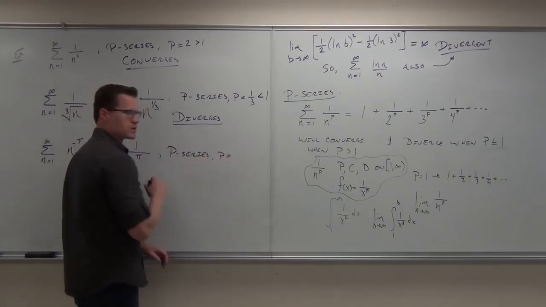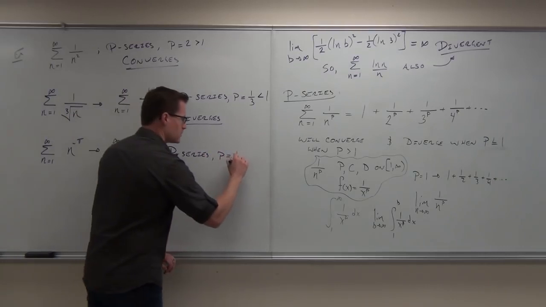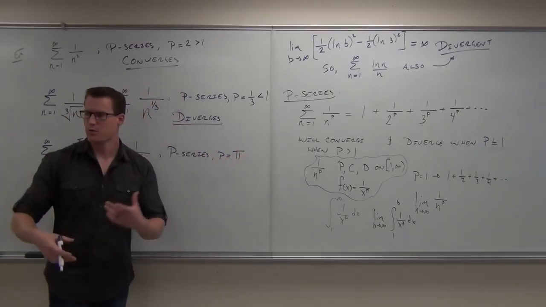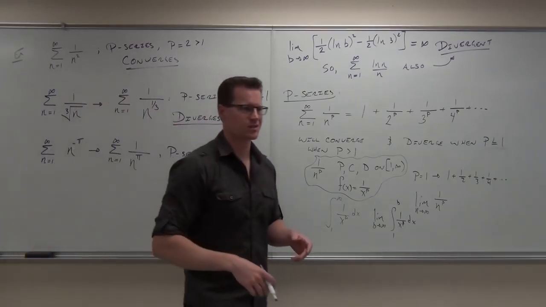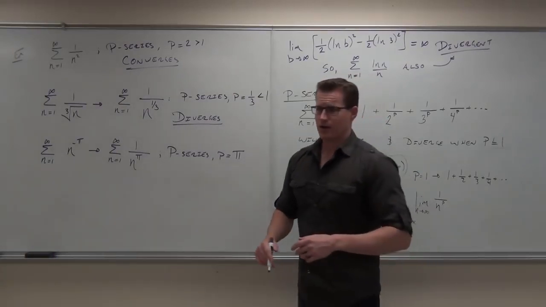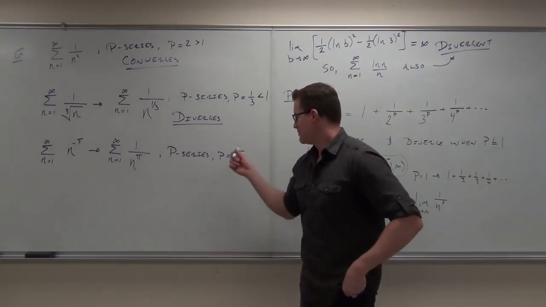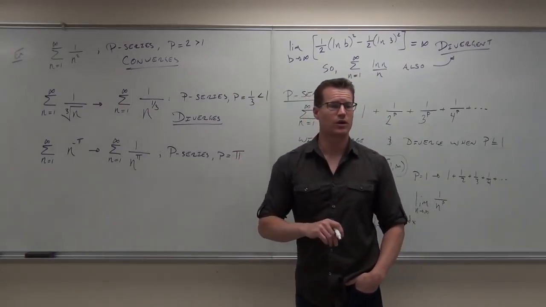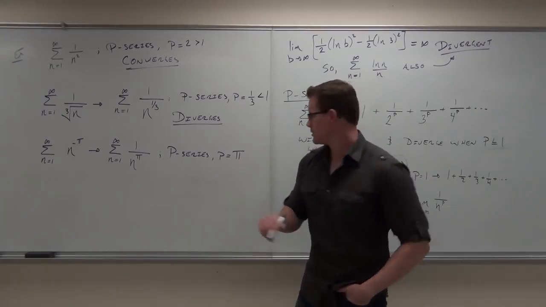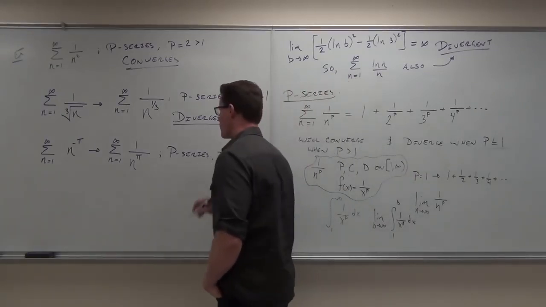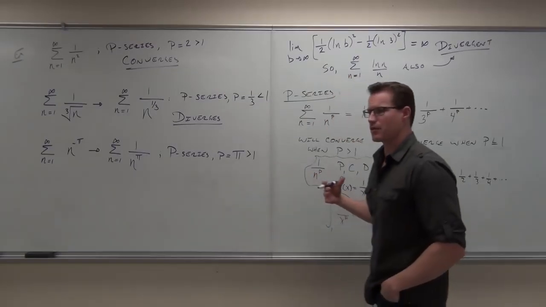What's the p? Pi. Yeah, pi is about 3.1415926 something, whatever. I don't know the rest of them. But what I'm asking is, is that bigger than 1 or less than 1? Bigger. That's more than 1. So what does our p-series say about that?